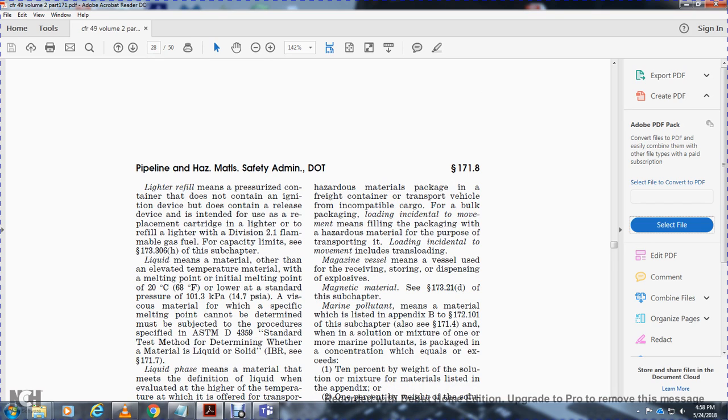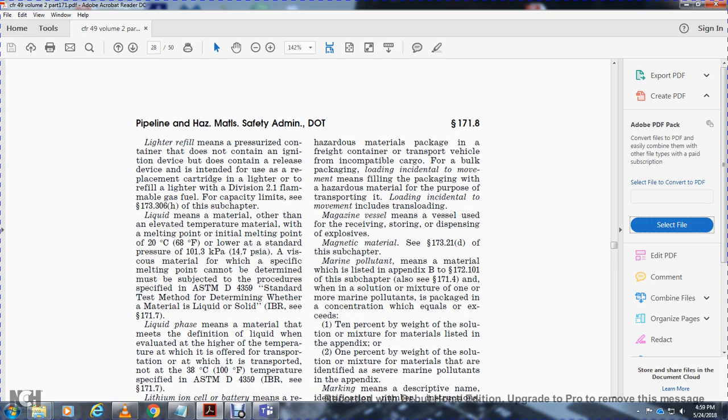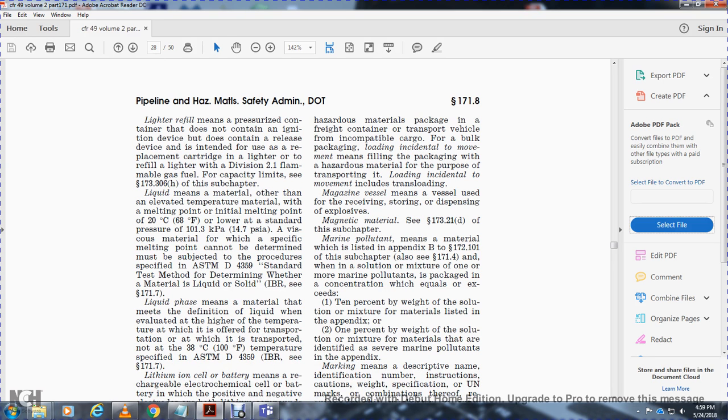Magazine vessel means a vessel used for receiving, storing, or dispensing explosive materials, 173.21D. Marine pollutant means a material listed in Appendix B of 172.101, subchapter 171.4. A solution or mixture is a marine pollutant in a package with a concentration equal to or exceeding 10% of the weight of the solution or mixture, with the materials listed in Appendix B at 1% of the weight, identifying the surface of the marine pollutants.